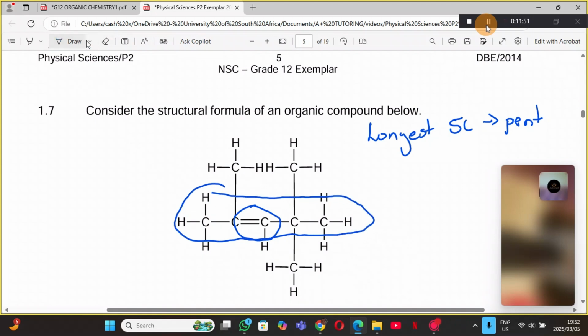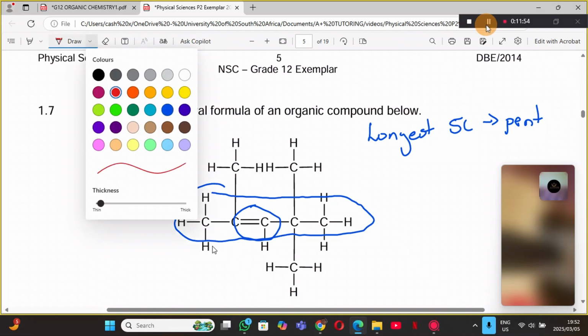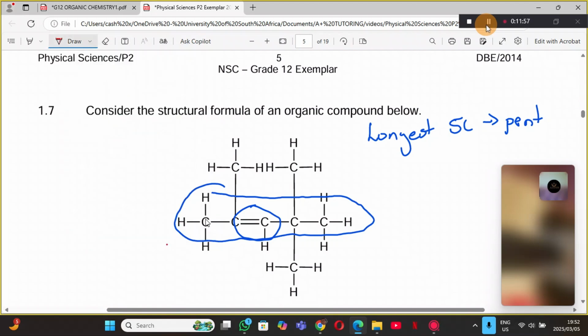Okay, so let me use a different color. So this is my carbon 1, my carbon 2, my carbon 3, my carbon 4, and my carbon 5. Now we need to name where is what. So you have branches. What kind of branches do you have? You always have single bonded branches, but what kind, as in the name of the branches? How many carbons do they have? They both have 1.